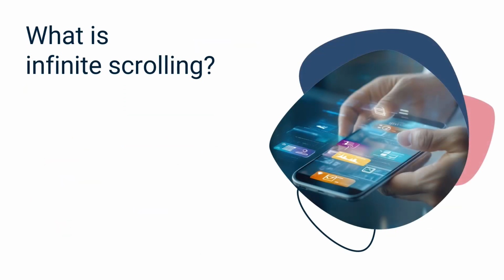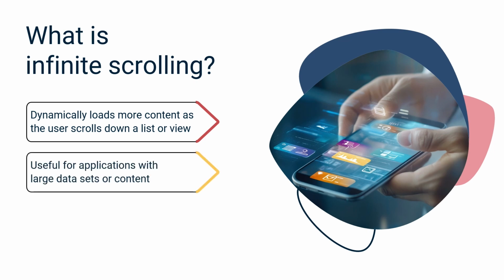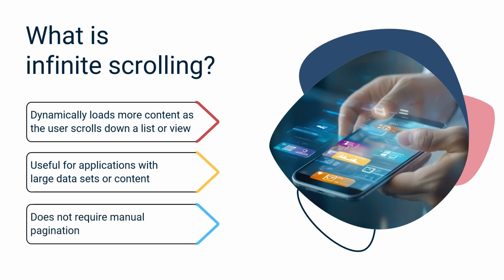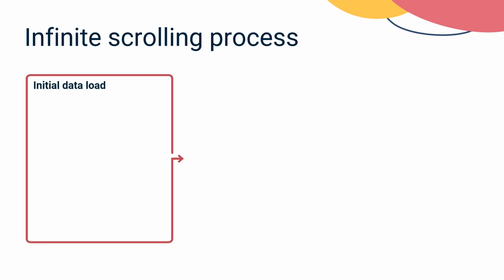Infinite scrolling is a technique used to dynamically load more content as the user scrolls down a list or view. This is especially useful for applications with large datasets or content that needs to be displayed progressively without requiring manual pagination. The infinite scrolling process includes the following steps. Initial data load: when the component renders, the initial set of data is displayed. This is typically a limited number of items, such as 10 or 20 list entries.